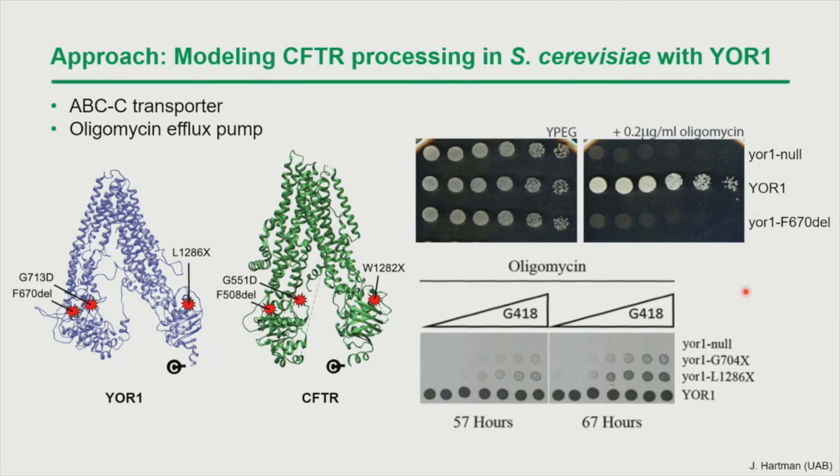We have also gone on in more recent studies to model disease-causing variants in CFTR that are represented by the nonsense class of mutations. And so the G704X is analogous to G542X, and the L1286X is analogous to the W1282X in CFTR. And as you can see here, they are sensitive to oligomycin unless you add a read-through agent like G418 at increasing concentrations, which does restore the resistance and the functional expression of the YOR1.